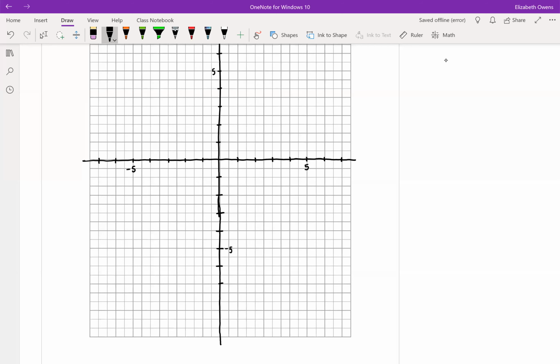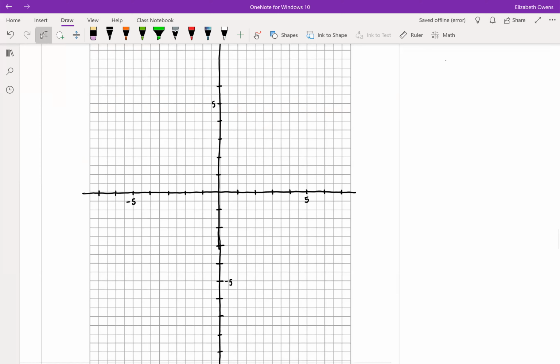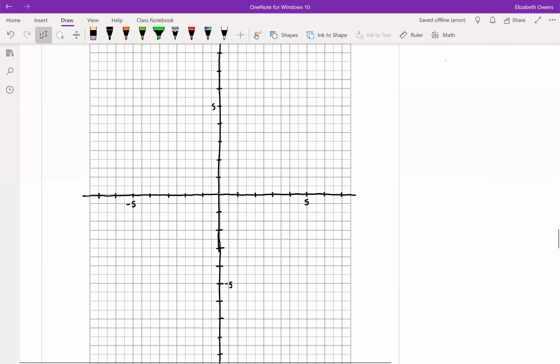Okay, so if you don't want to label everything on your axes, that's okay. Just make sure you label at least a couple points there. That way I know what your scale is.